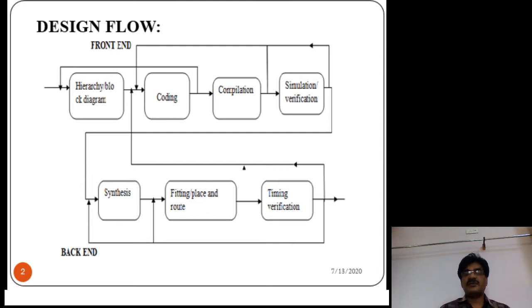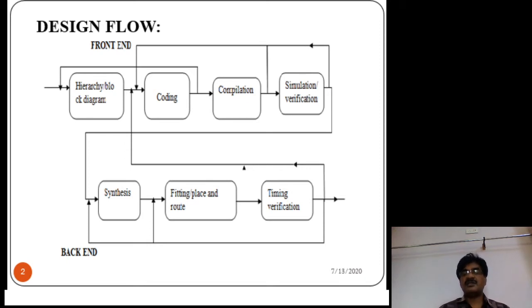Suppose you take an HDL program for a half adder. The output of the synthesis process is a list of two gates: one is an XOR gate and another one is an AND gate. Why? Because in the logic diagram of a half adder we are using one XOR gate and one AND gate. So that is the process of synthesis. It converts the HDL program into a gate level netlist.